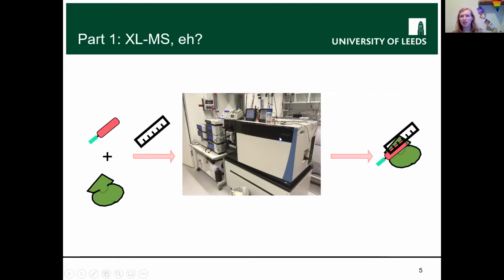And I know traditionally mass spec is thought of as finding mass to charge, so basically weighing molecules instead of looking at distances. So I'm going to explain how we get from weighing molecules to measuring distances.